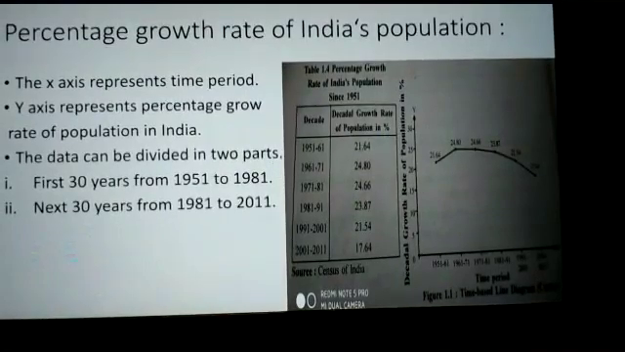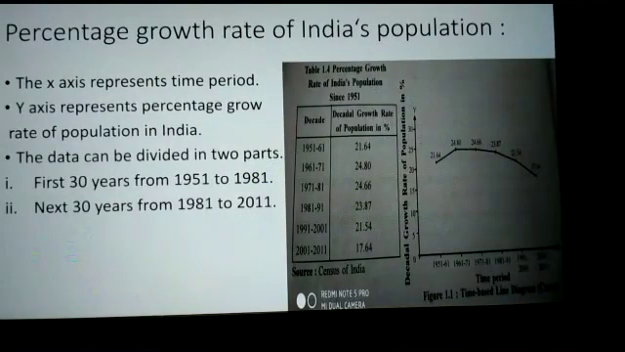Similarly, in 1961 to 71 the percentage growth rate of population was 24.80. By plotting all these points and joining them, we get a time-based line diagram. You can refer the same on page 4 of your textbook.